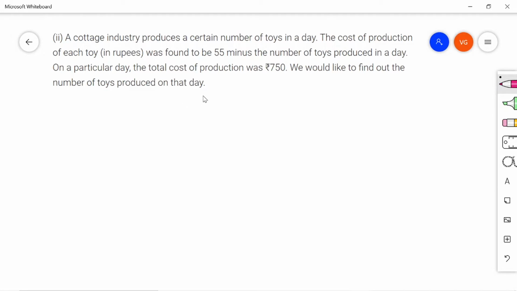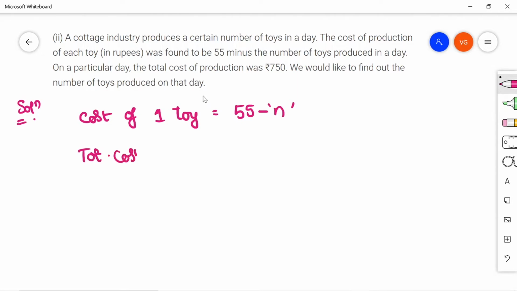Right. So what they have given, the cost of production of each toy, right? Cost of each toy, cost of one toy is equal to how much? 55 minus number of toys produced in one day. Let us say the number of toys be n. On a particular day, total cost means total cost of n number of toys, right? One day means they have produced, suppose say n number of toys, no? So that is equal to 750.